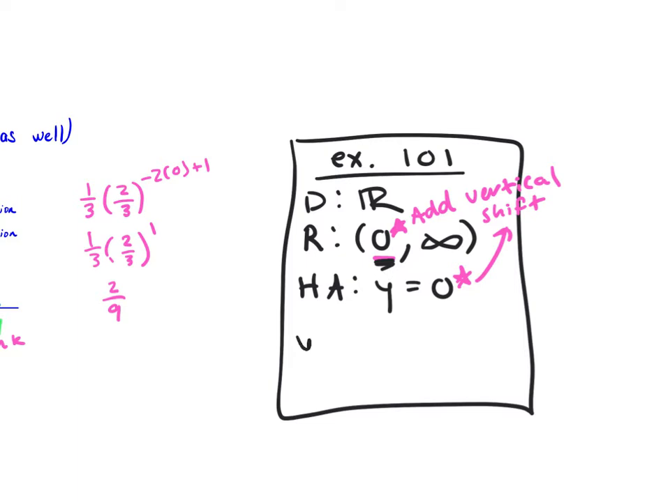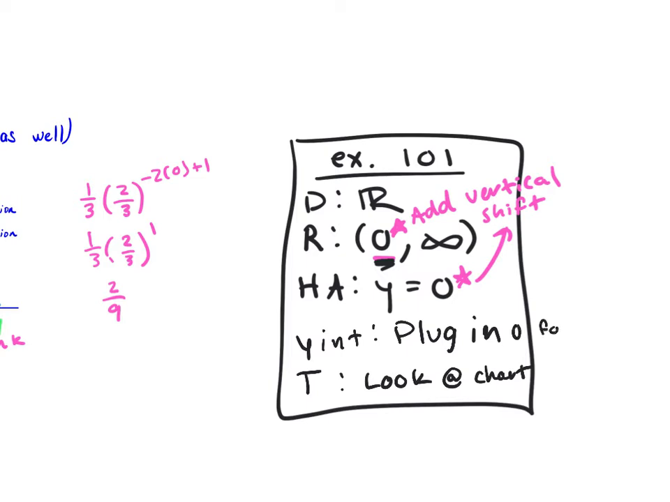Okay, and then lastly, we have the y-intercept. We plug it in, and when I say plug in, I mean plug in 0 for x. And then the transformations, you look at your sheet. So this is exponential functions 101. Any questions? Are you ready to move on to log functions?